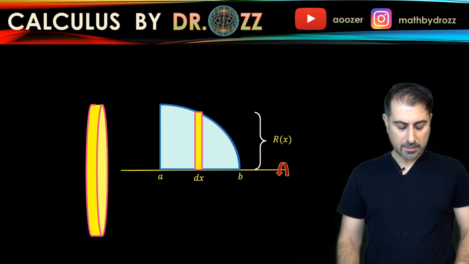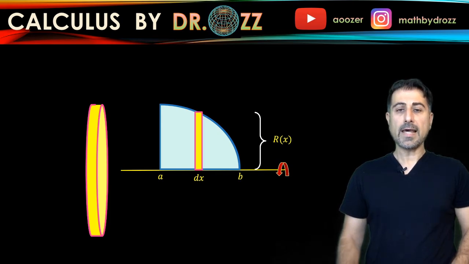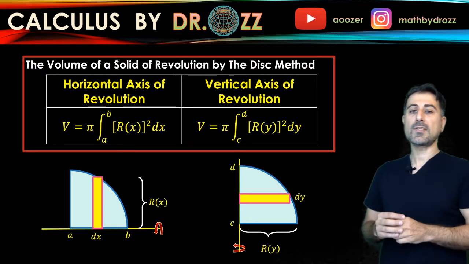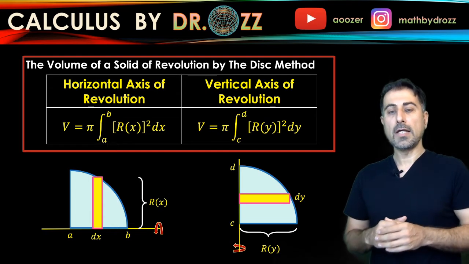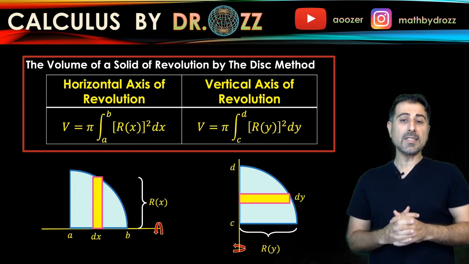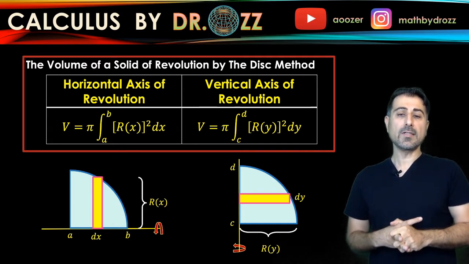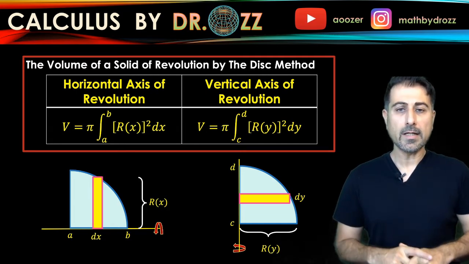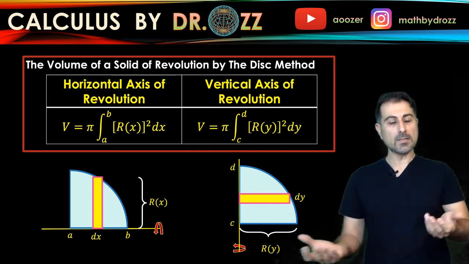Going back to the formulation here, we have pi times capital R squared corresponding to the area of the disk, and multiplying that by the thickness dx gives us the volume of the representative disk. Integrating that from a to b gives the whole volume.